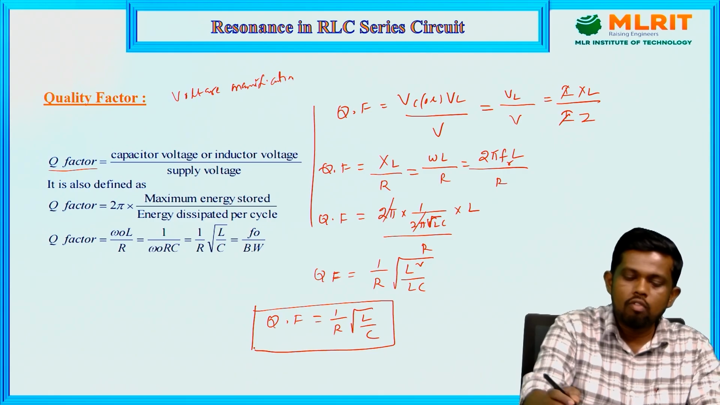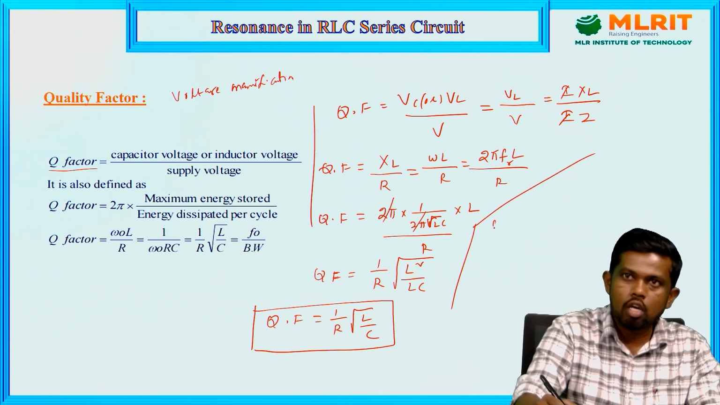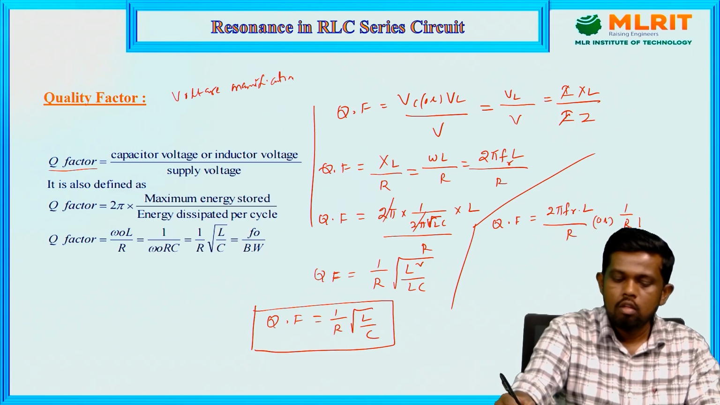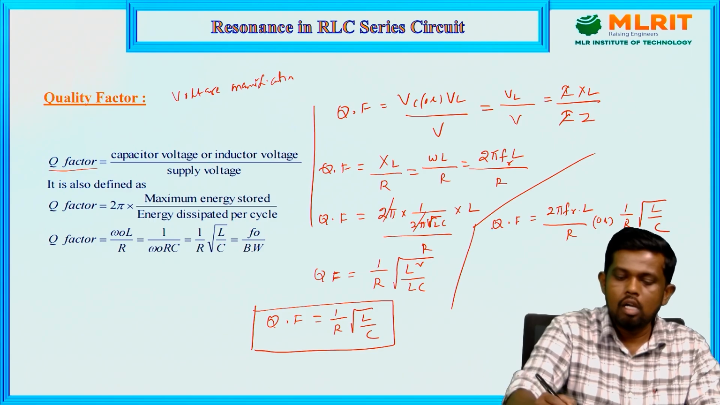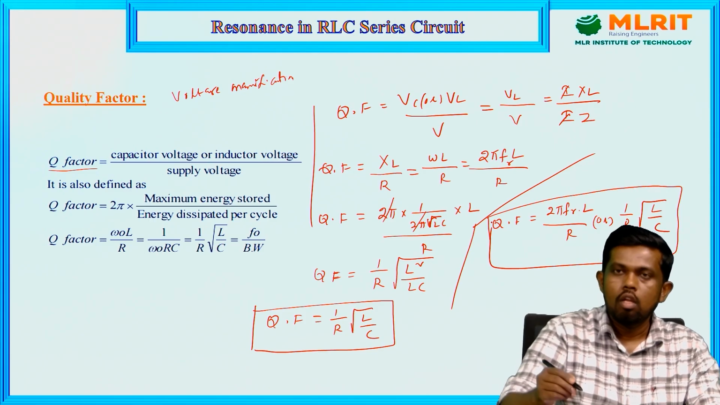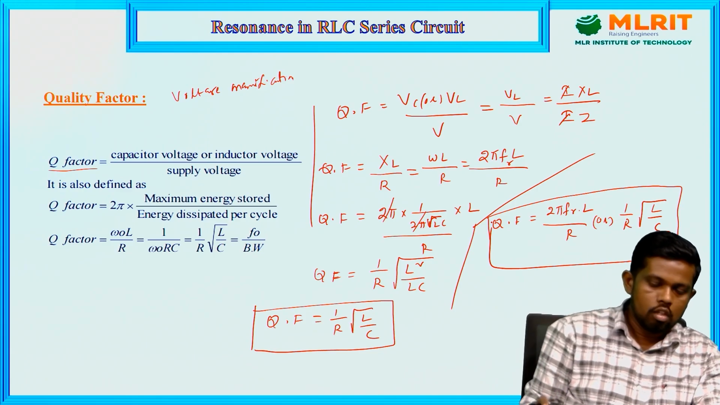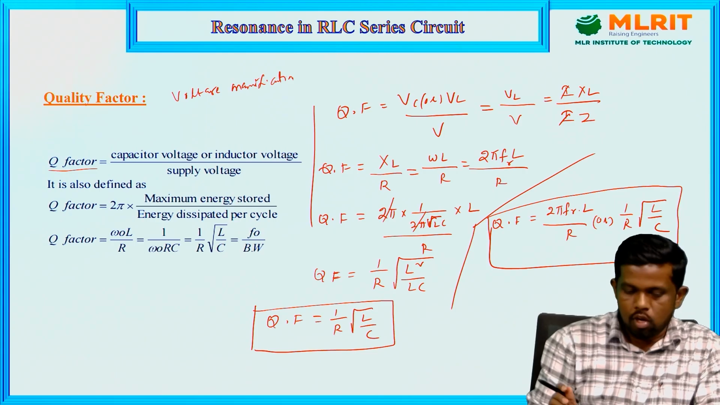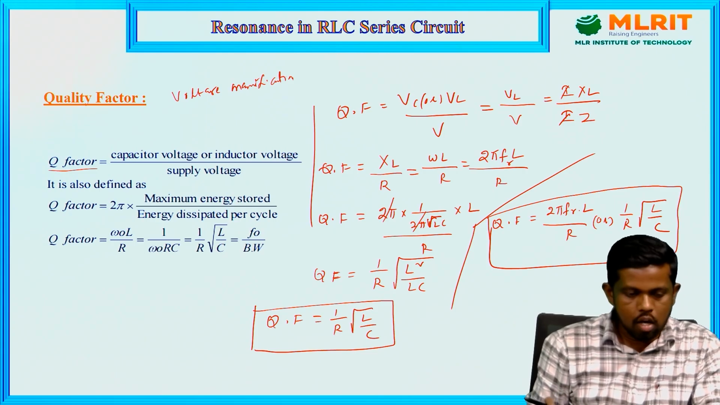Finally, the quality factor of the system, QF, is equal to either 2 pi FR into L upon R, or otherwise 1 by R root over LC. We can also call this the quality factor of the network, or the voltage magnification factor of the whole network. So this is the quality factor under the resonance condition of the RLC series circuit.